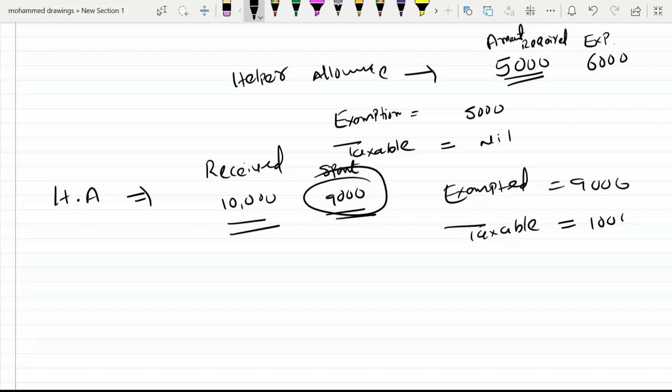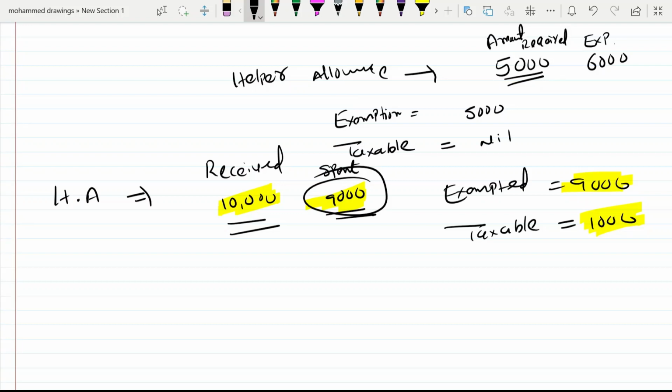Because he has received 10,000. Out of 10,000, how much has he spent? 9,000. So what is the exempted amount? Whichever is lower from these two amounts, 10,000 and 9,000. The lower amount is 9,000. So the exemption is now 9,000, but he has received 10,000. So 1,000 is taxable. So you have to remember what amount is received and what amount he has spent for a particular expenditure. That will decide his amount of exemption.